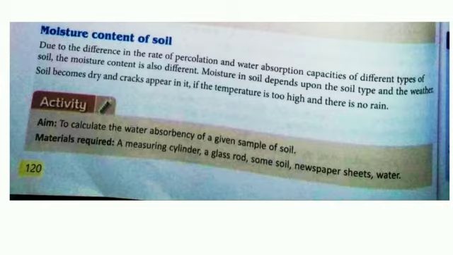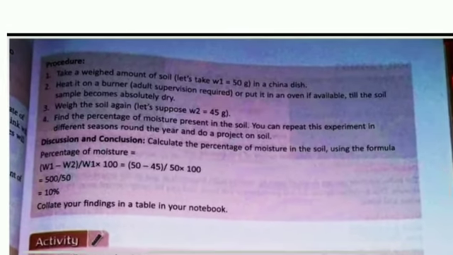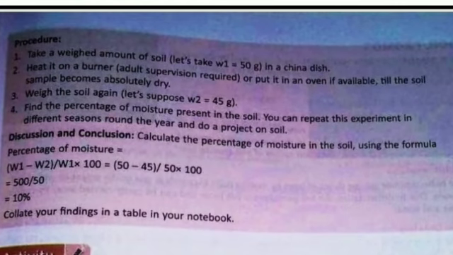Activity to calculate the water absorbency of a given sample of soil. Let's continue. Material: measuring cylinder, glass rod, some soil, newspaper sheet and water. What we have to do? Take a weighed amount of soil. Let's take the weight as 50 gram in a china dish. China dish means a simple bone china dish.